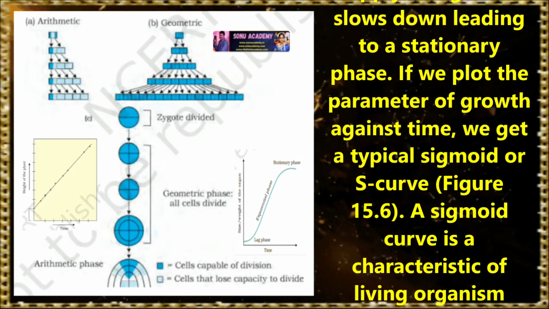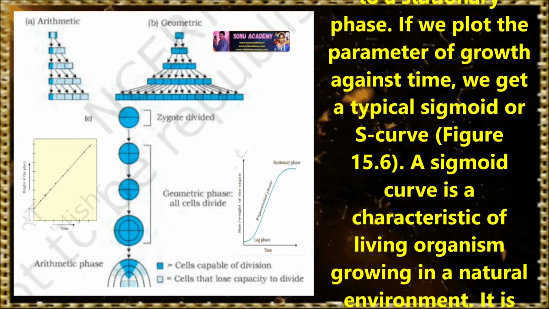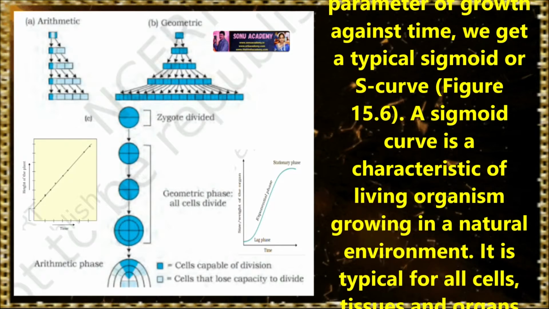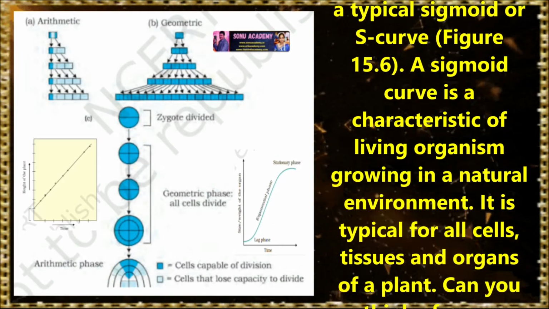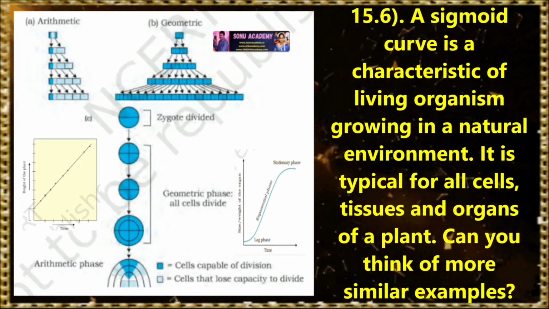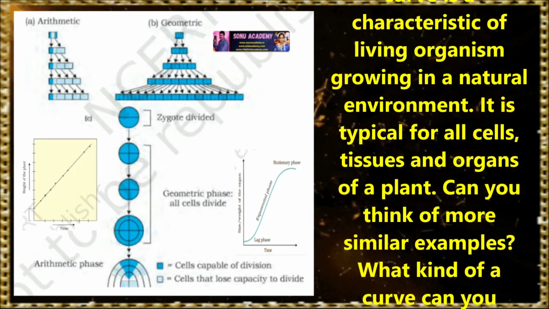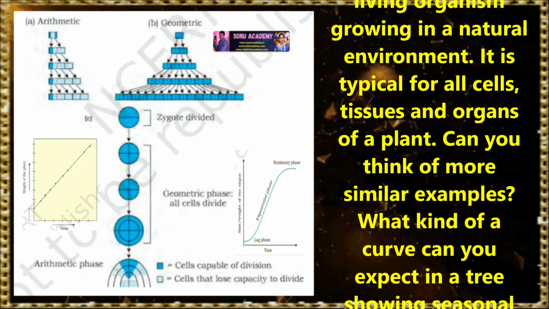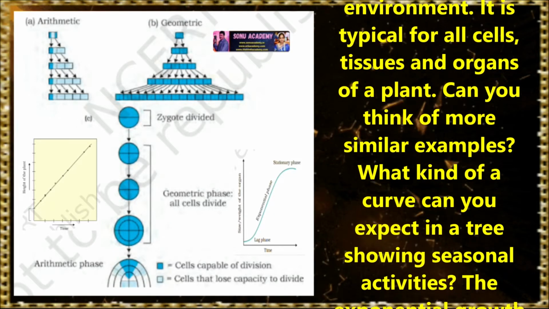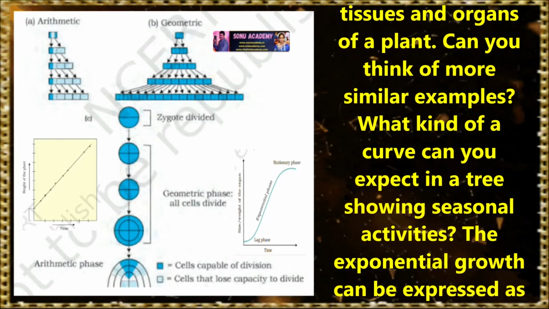A sigmoid curve is characteristic of living organisms growing in a natural environment. It is typical for all the cells, tissues and organs of a plant. Can you think of more similar examples? What kind of curve can be expected in a tree showing seasonal activities?